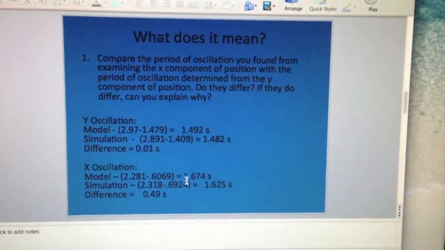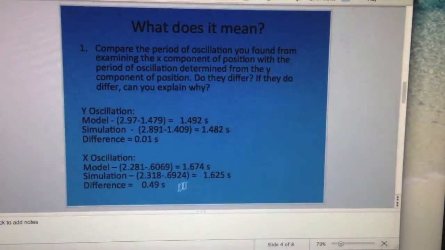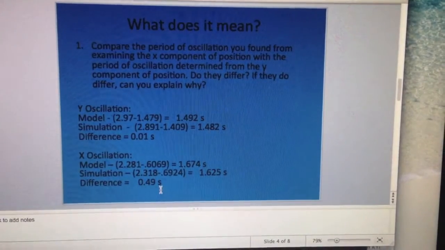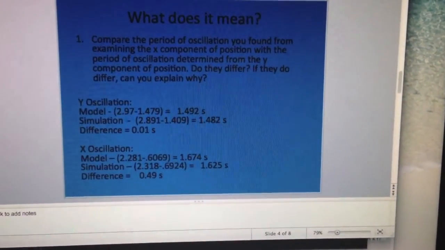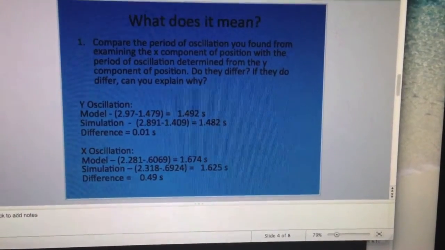Our X oscillation was a little different. We had a difference of 0.49 seconds, so it's a little higher, but still not bad. So moving on to the second question.